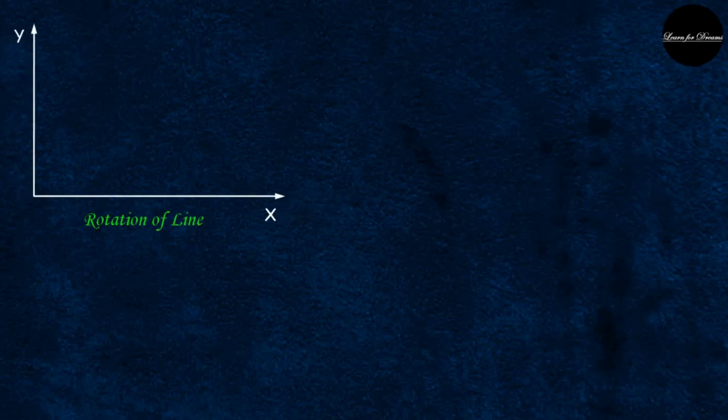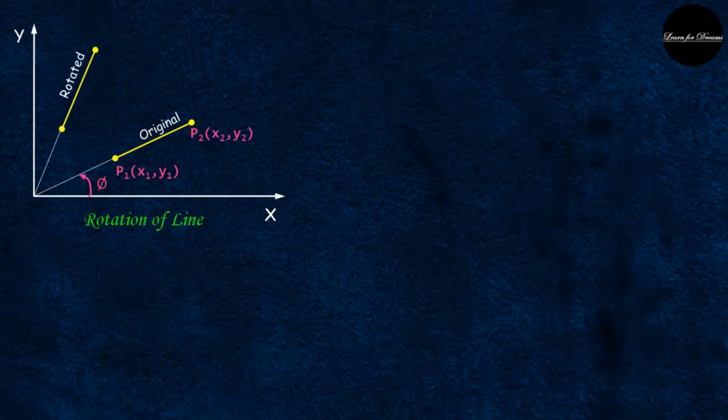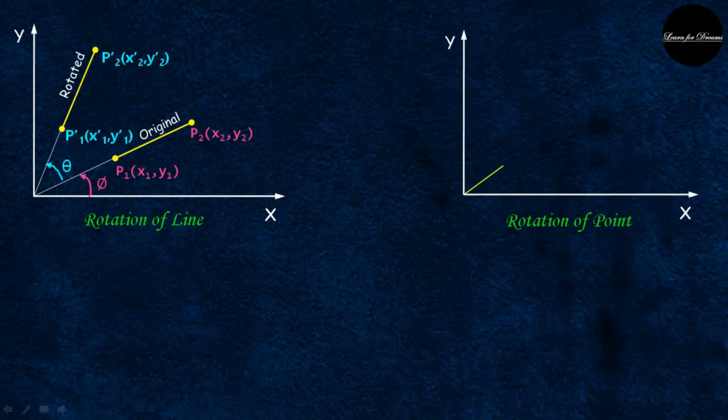This is an original line at an angle phi with endpoints P1 and P2. This is a rotated line at an angle theta with endpoints P1 dash and P2 dash. Now let's understand the rotation of a point. This is the XY plane. This is the original point P at an angle phi. And this is the point P dash rotated by an angle theta.